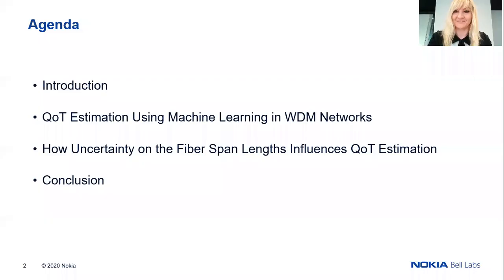So let's start. This is the agenda of my talk. I will start with a short introduction. Then I will talk about QoT estimation using machine learning in WDM networks. Then we'll explain how uncertainty on the fiber span length influences QoT estimation. And I will wrap it up with a conclusion.